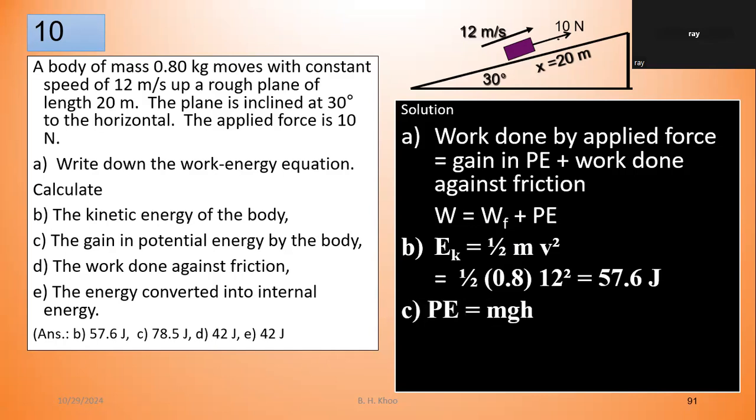Potential energy, C, potential energy is mgh. Right? The slope is 20 meter. The slope is at an angle of 30 degrees to the horizontal. So this one is further away. Further away is 20 sine 30. I'll work it out. Right? 20 sine 30. So that's the potential energy. Stop me if I'm going too fast.